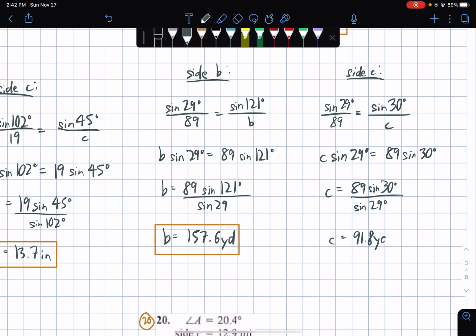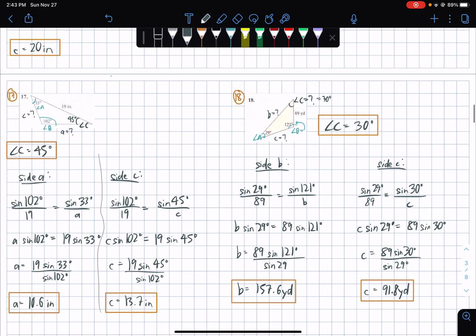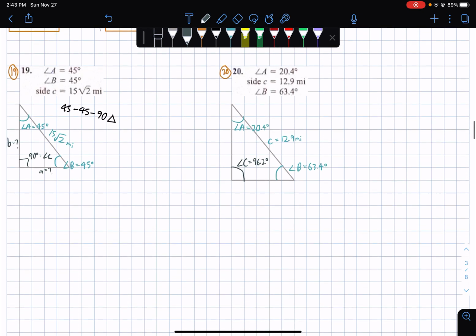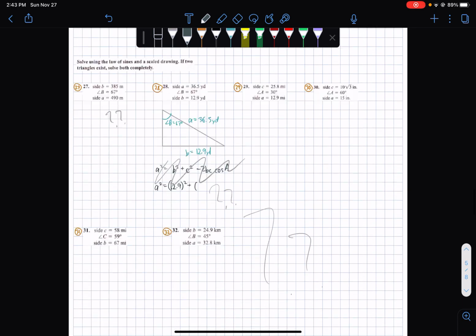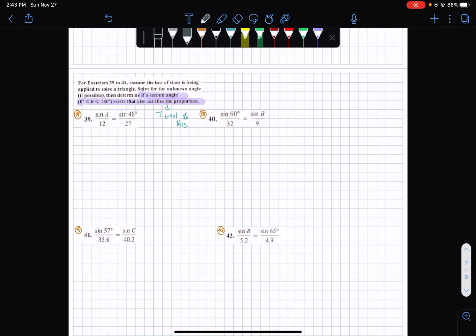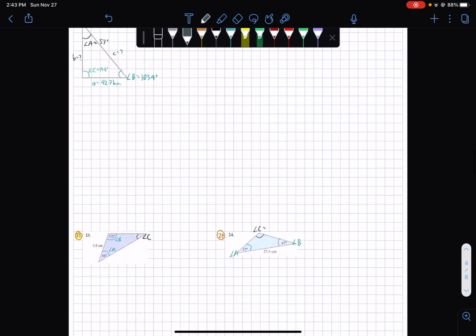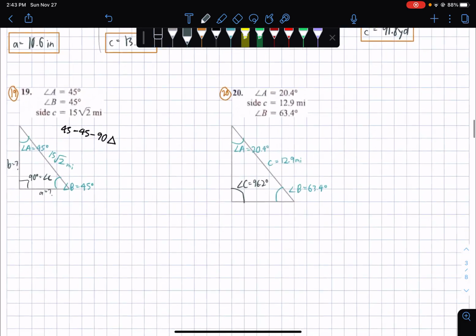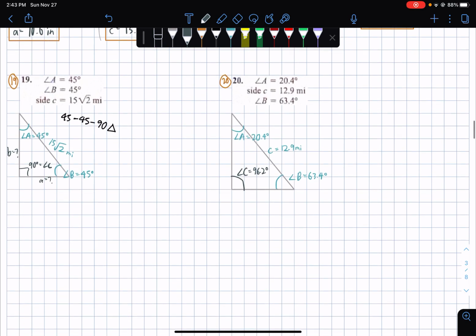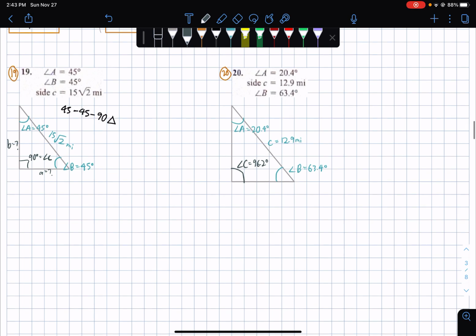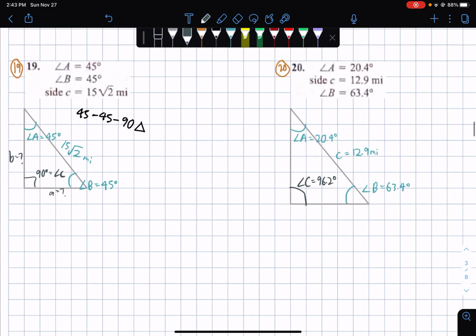C is 91.8 yards. Okay, let's go with 19 and 20. I just want to see which. Okay, so far so good. We're almost done with this video. I think we're halfway, or more than halfway. Probably 60% done. Let's go with 19.